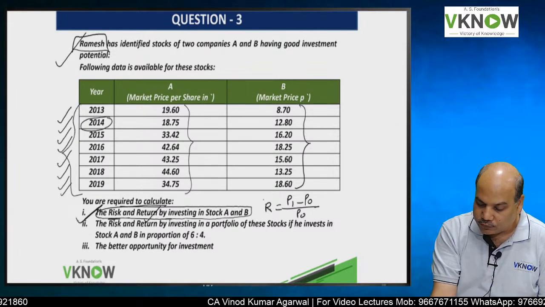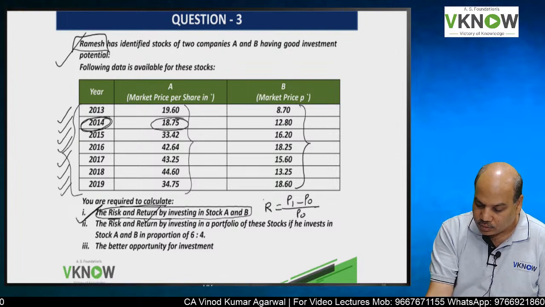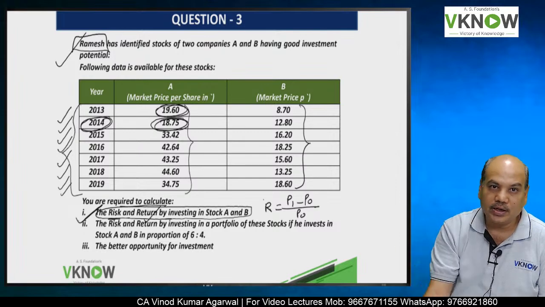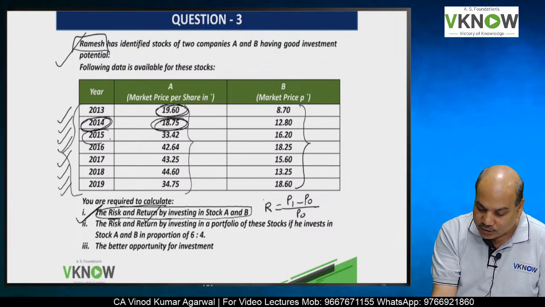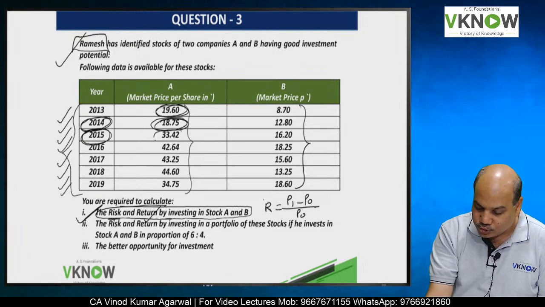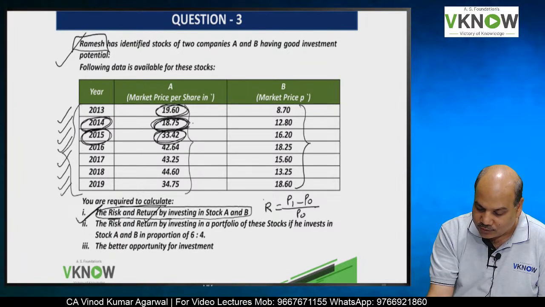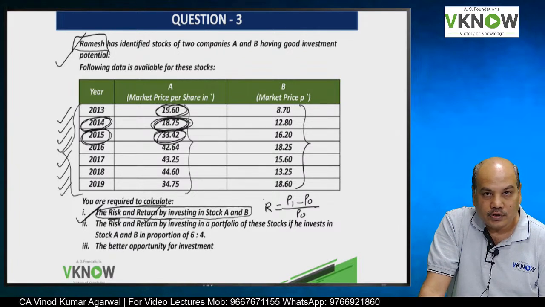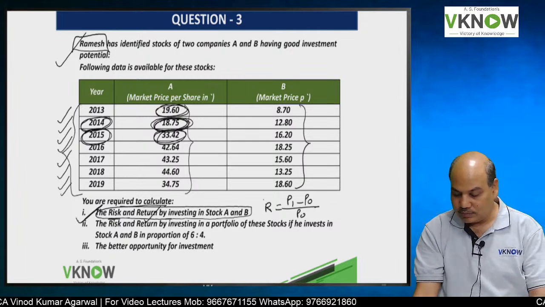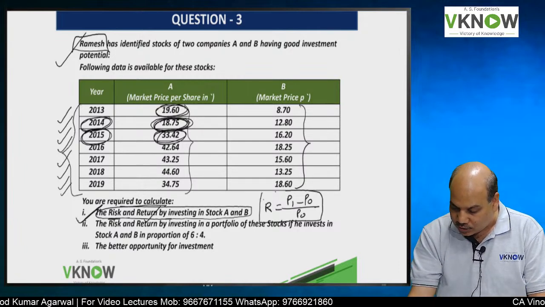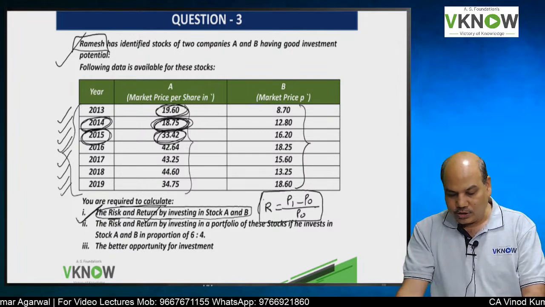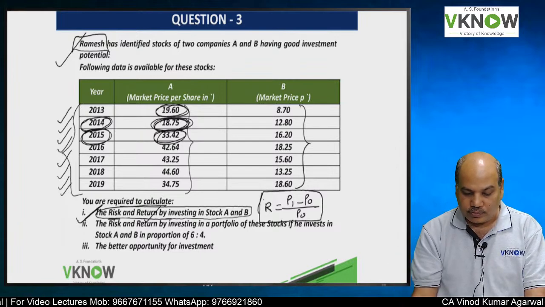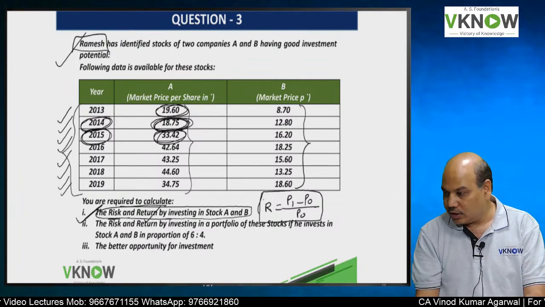To get the return of 2014, you have to take 18.75 minus 19.60 divided by 19.60. To get the return of 2015, you will take 33.42 minus 18.75 divided by 18.75. This way, first you will have to find out the return. So please note down this formula in your notebook. Return of each year will be P1 minus P0 upon P0. There is no dividend in the problem, otherwise I could have added dividend also.